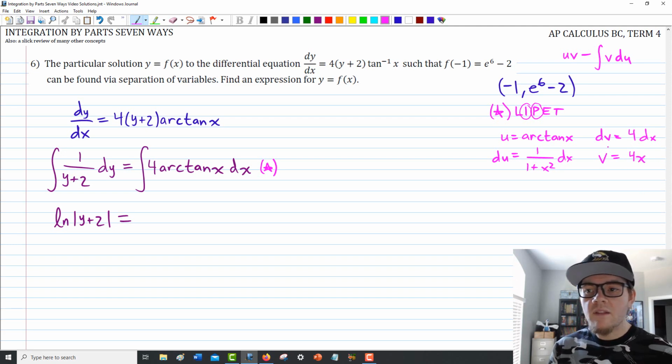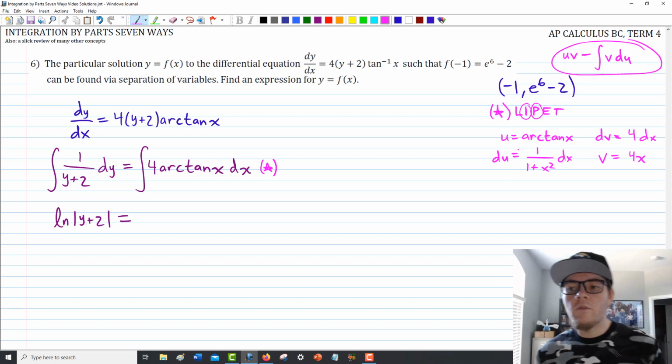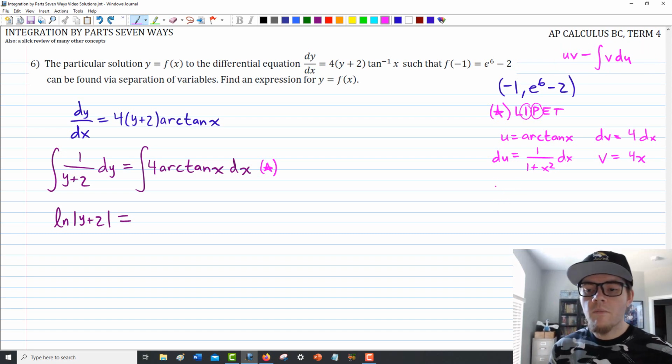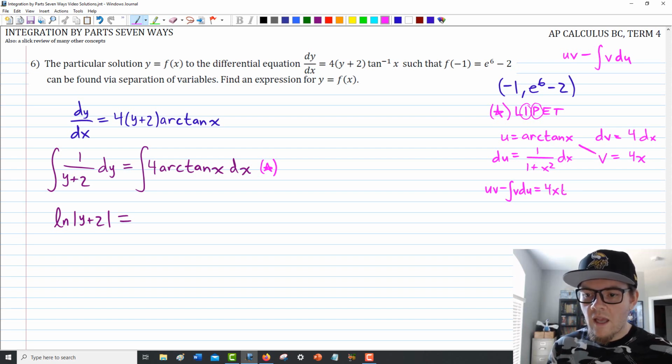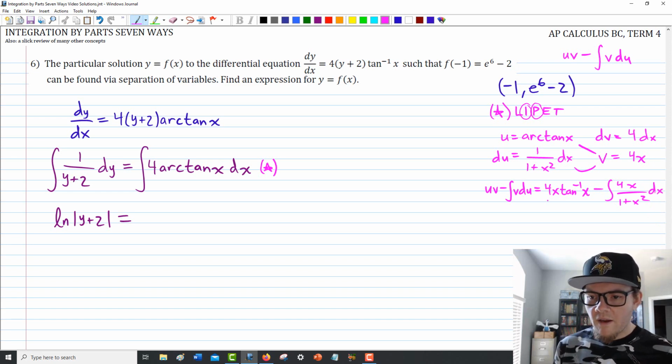So we now have everything set up for us to write out what uv minus the integral of v du is. So writing that out, that's going to be equal to uv, so 4x. I'm going to write it as tangent inverse of x for space reasons, minus the integral of v du. So minus the integral of 4x over 1 plus x squared, and then dx, of course. So writing all that stuff out, everything looks good.